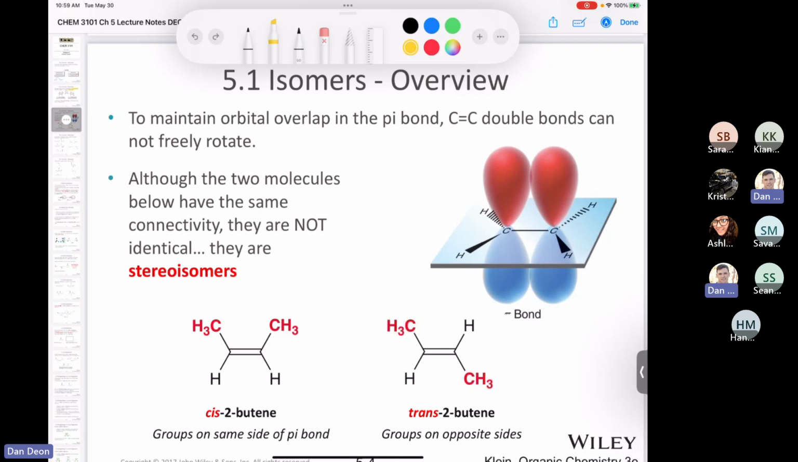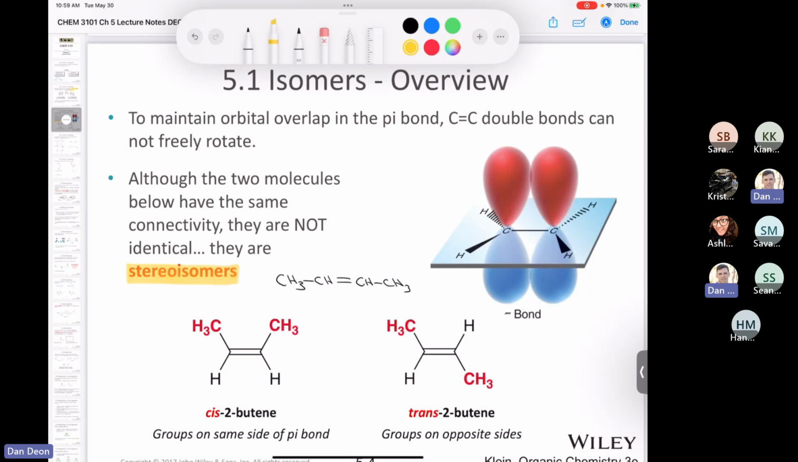Both of these compounds have the exact same connectivity. They're both a CH3 attached to a CH with a double bond and a CH and then another CH3. What differentiates these two molecules? It's the relationship of the atoms in space with each other. And so again, cis-trans on a double bond is another form of stereoisomerism.